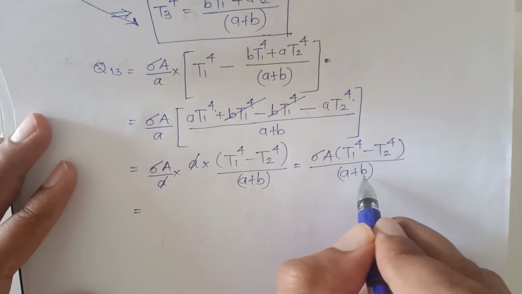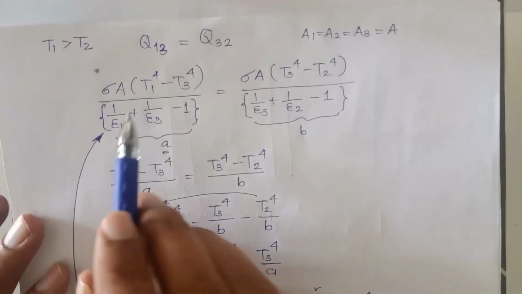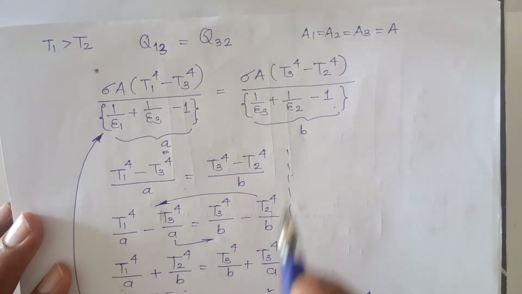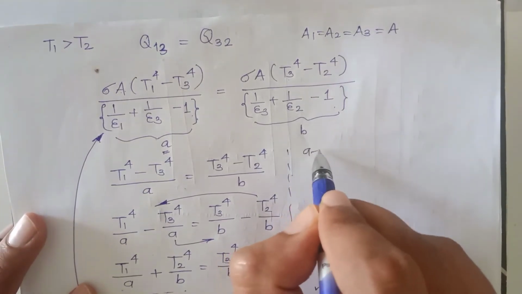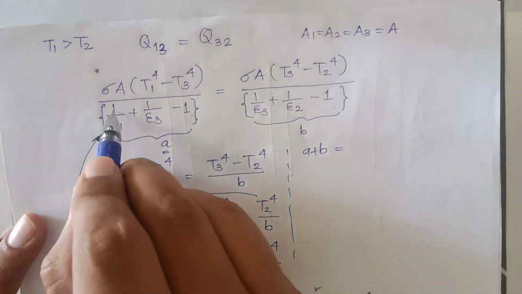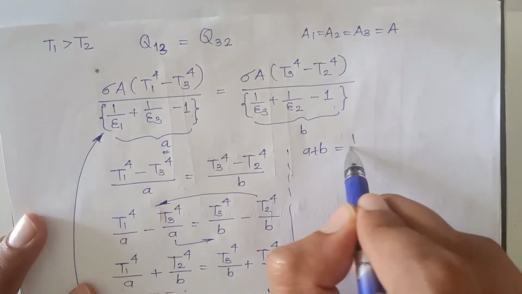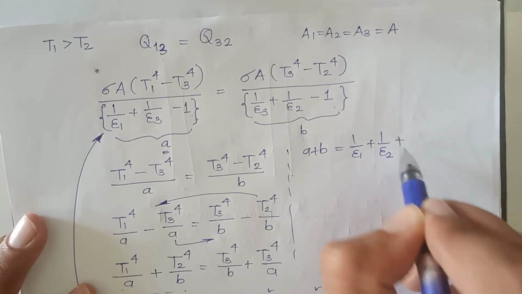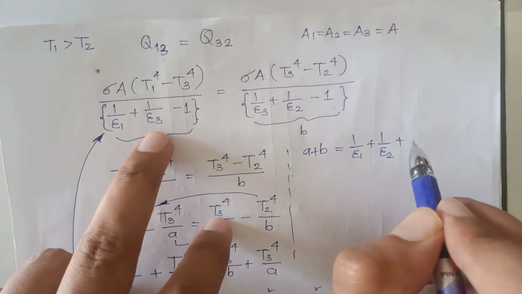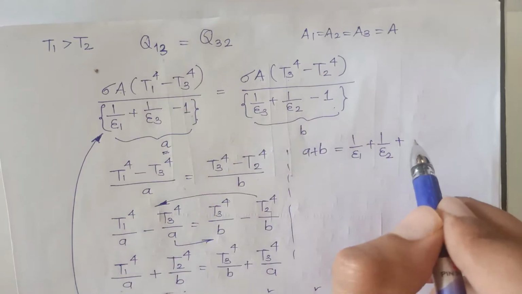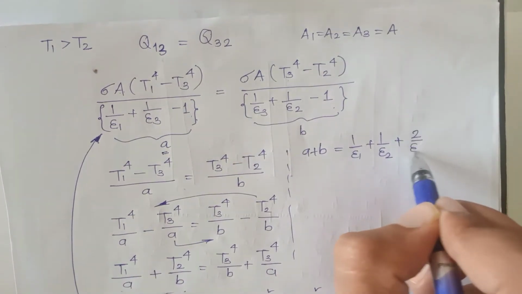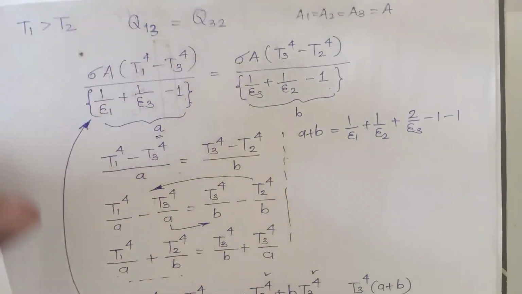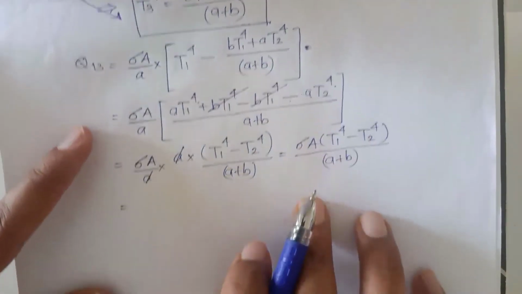So now afterwards, what do we get? We will now substitute the value of A and B. Remember, this is the value of A and this is the value of B. I will do this manipulation here itself. So if I want to write down A plus B, it will be simply 1 upon epsilon 1, 1 upon epsilon 1 plus 1 upon epsilon 2 plus, if I can see here 1 upon epsilon 3 and 1 upon epsilon 3, so that will be 2 upon epsilon 3 minus 1 minus 1. In this way we can write it.